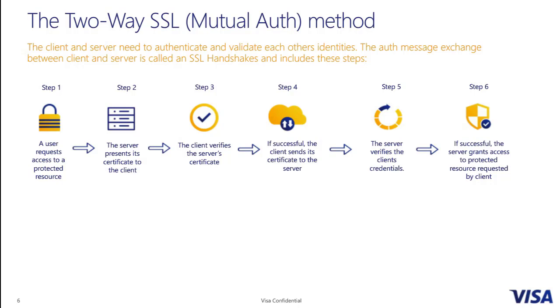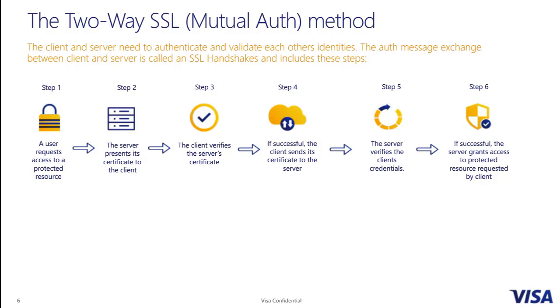The process to exchange all this is called the SSL handshake. So what happens here? Step one, the user will request access to a protected resource. A protected resource is something like, say you want to access the Visa developer website, say you want to access one of the APIs. You want to use Visa Direct, or you want to use foreign exchange. So that's the protected resource that we're talking about here.